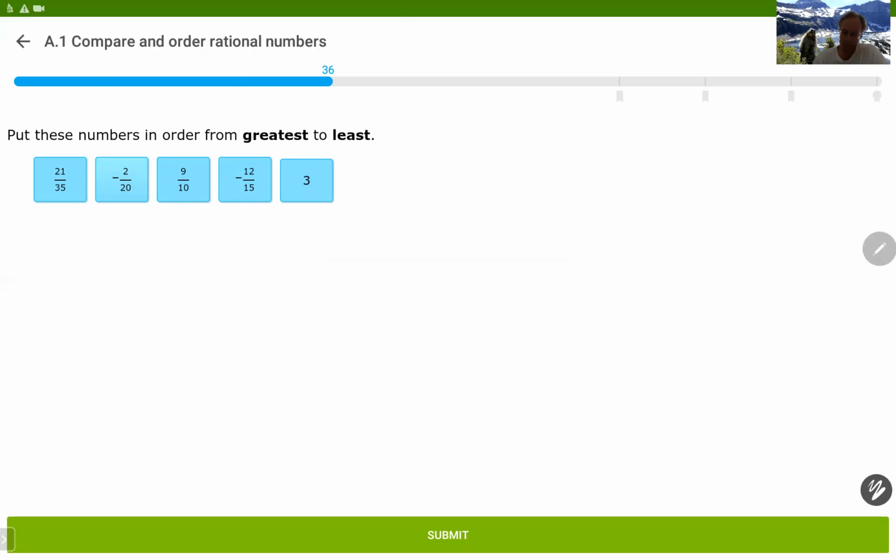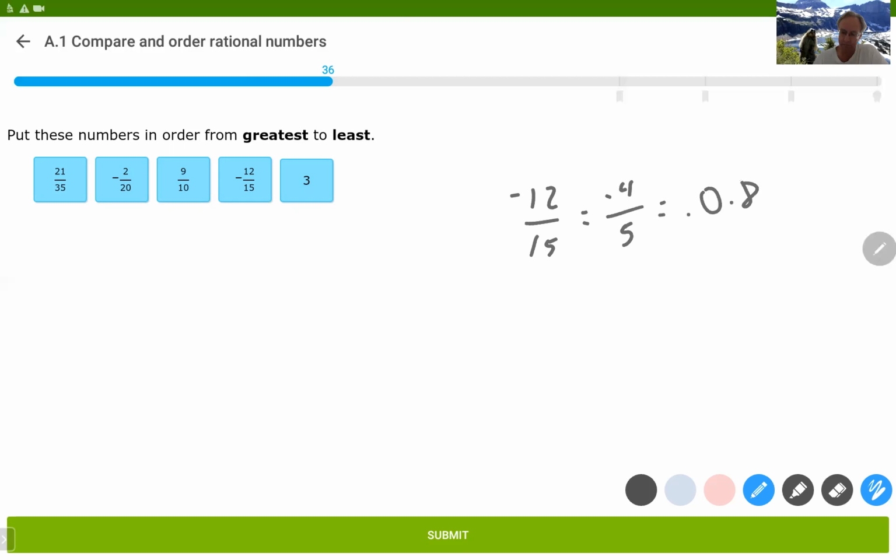One way, I think I'm going to write my units. I'm just going to write some of my values over here. So negative 12 over 15 is negative, see if I can write it correctly this time, divide by 3 and you get negative 4 over 5, which is negative 0.8. We've got a negative 2 over 20, which is the same as negative 1/10, or negative 0.1. And we've got 3, which is going to be our largest. I've got 9 over 10, which is 0.9.